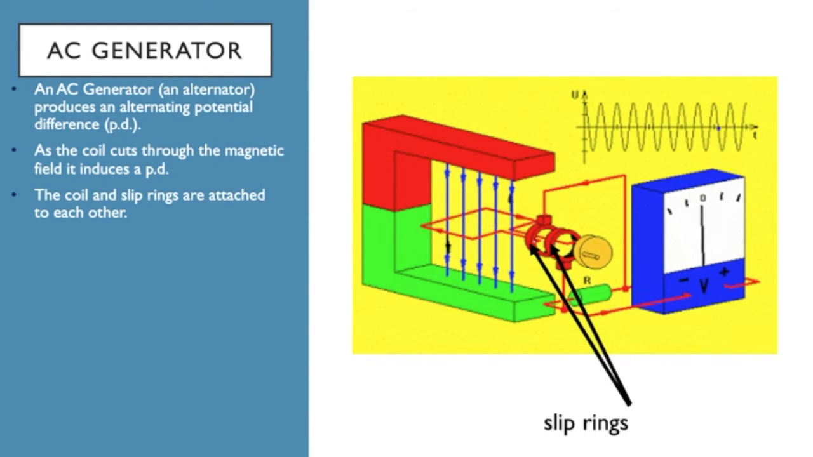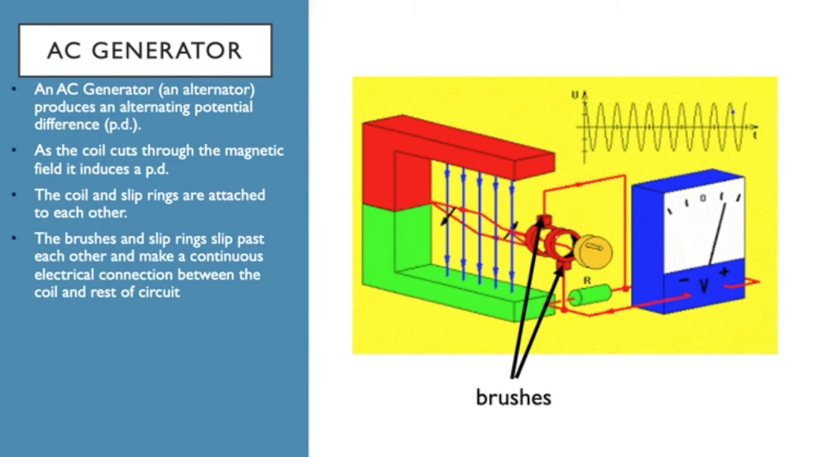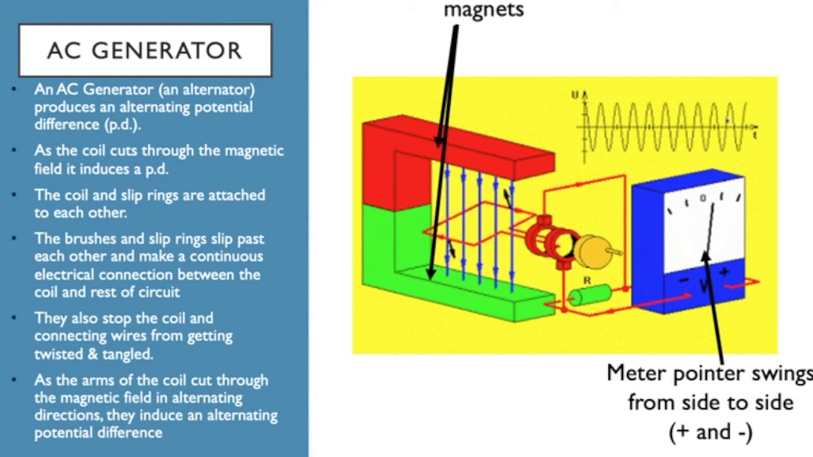The coil and slip rings are attached to each other. The brushes and slip rings slip past each other and make a continuous electrical connection between the coil and the rest of the circuit. They also stop the coil and the connecting wires from getting twisted and tangled. As the arms of the coil cut through the magnetic field in alternating directions, they induce an alternating potential difference.